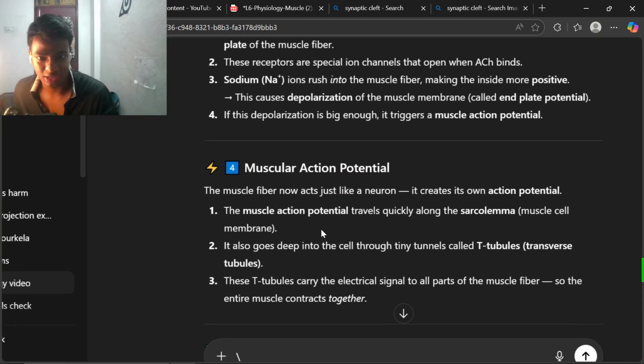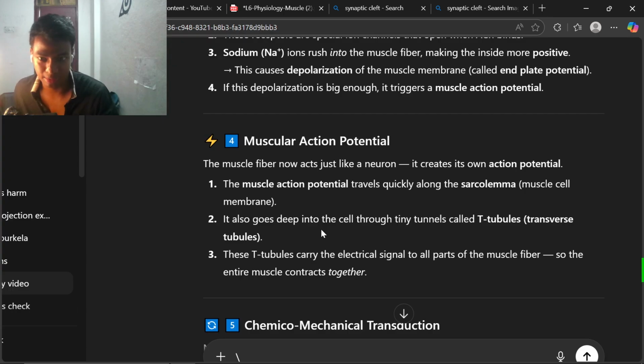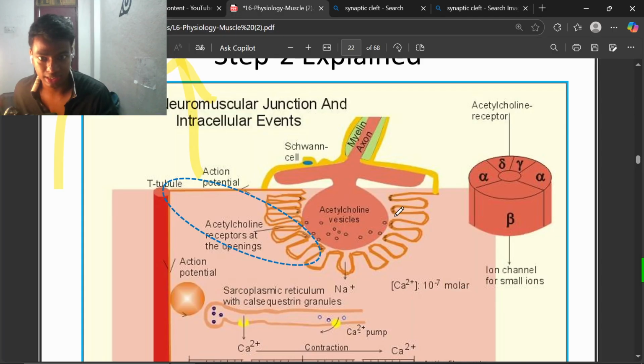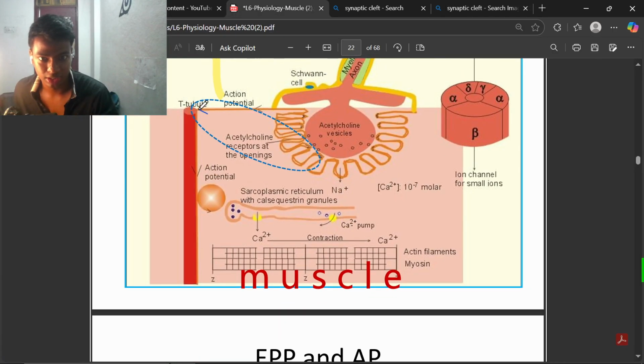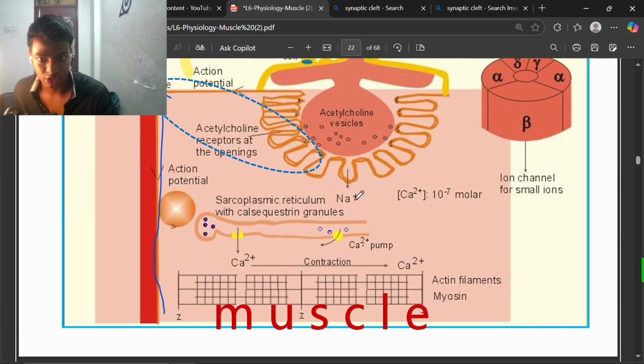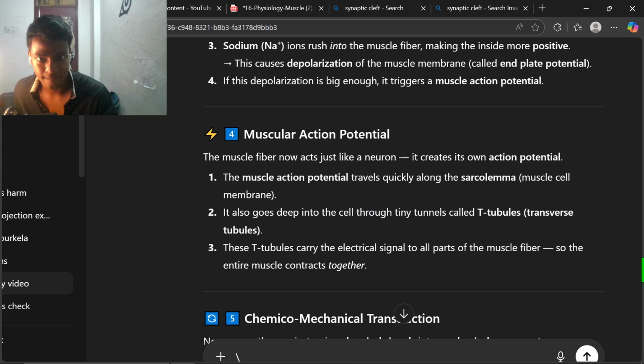Then this muscle action potential quickly goes along the sarcolemma, the muscle cell membrane. It also goes deep inside through the T tubules. This diagram shows the T tubules, by the way. This sodium channel opens. Let's suppose this is the channel. The muscle potential travels quickly around the sarcolemma.